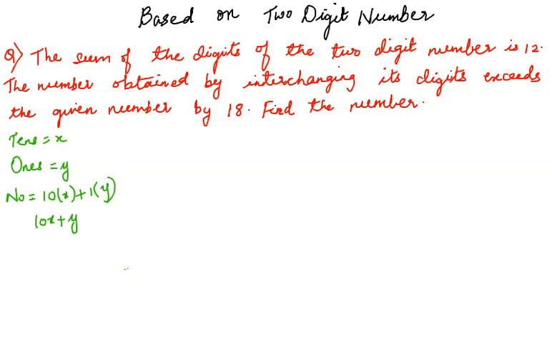Now seeing the question, the sum of the digits of the two-digit number is 12. So the digit sum, that is x plus y, is equal to 12. This is our first equation.